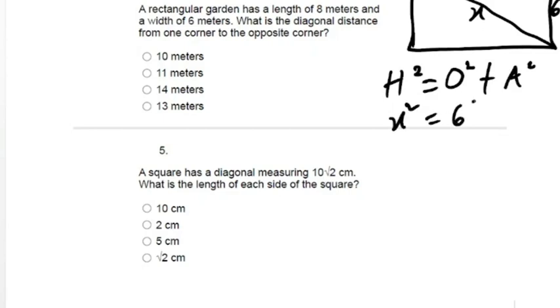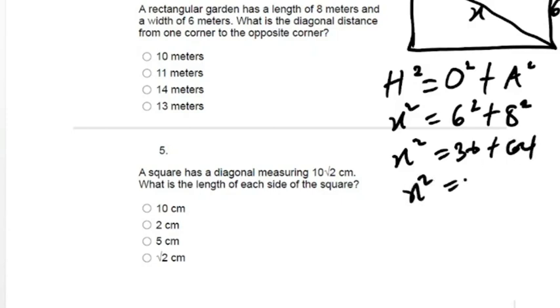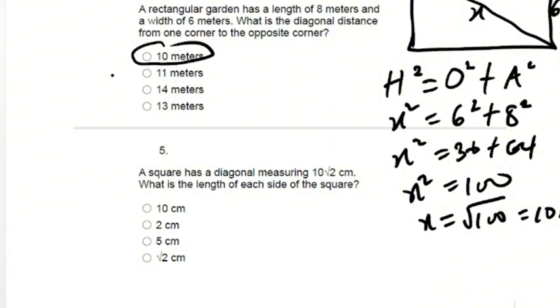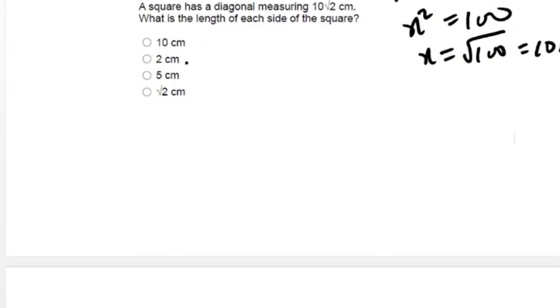Opposite, you can make it to be 6. And the other squared to what? 8 squared. So that is x squared equals 36 plus 64. That means x squared equals what? 100. Therefore, x equals what? Square root of 100. That is 10 meters, which is this option here. You can see this is very straightforward. Once you know how to interpret, you are good to go.